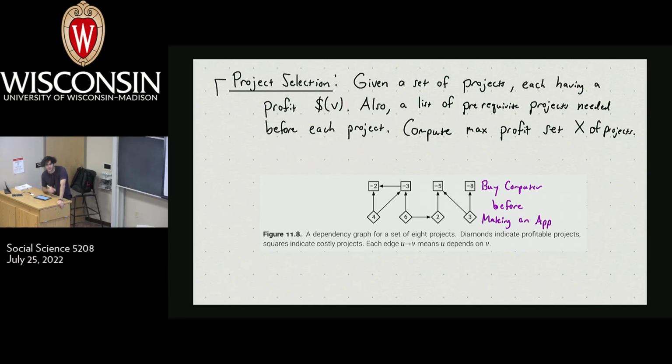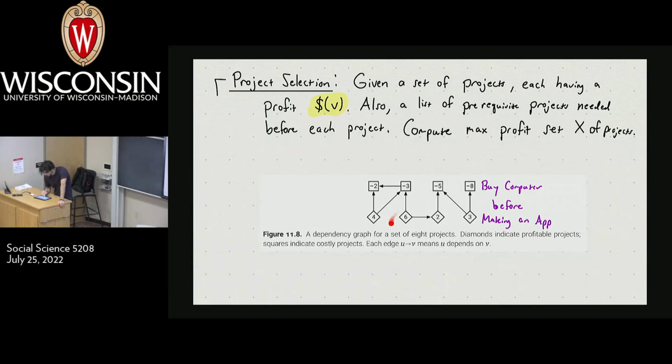This problem's a little weird to write down in words, but I think it's intuitive. The idea here is you have a set of projects you want to solve. Each project gives you some profit, p of v. This is the profit function. And your goal, of course, is to figure out a set of projects to maximize your total profit. Now, the key thing here is some projects have a negative profit. So not every project is immediately worth your while, but projects have dependencies.